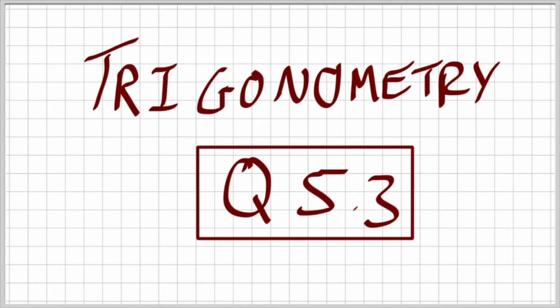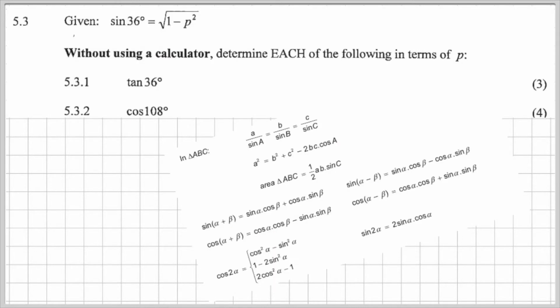And the amazing approach to questions like this, where they give you sine of 36 degrees equal to root 1 minus p squared. And they say, without using a calculator, determine each of the following in terms of p. I want you to try the sum yourself. First hit the pause button, try it yourself, then come back and watch the rest of the video.